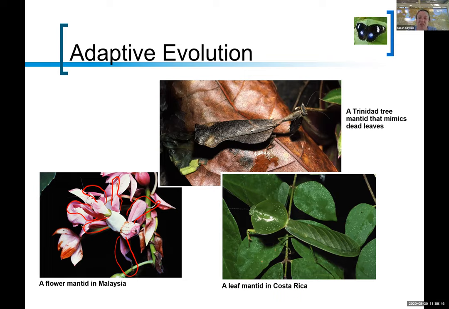So natural selection can be very adaptive, because if you're living on this tree in Trinidad, being green would be good, but being brown wouldn't. So even within similar species, within a similar group of organisms, evolution, natural selection specifically, is regional. It depends on where you live.